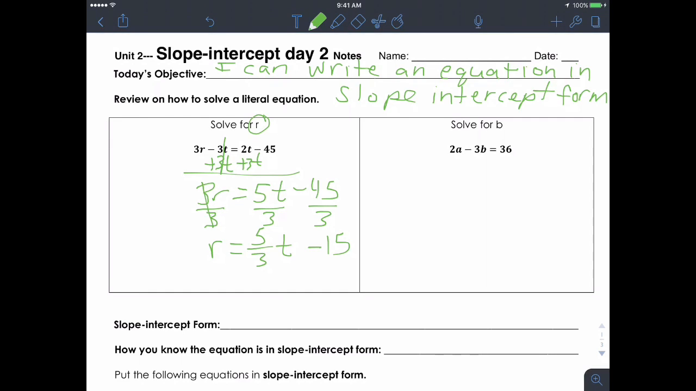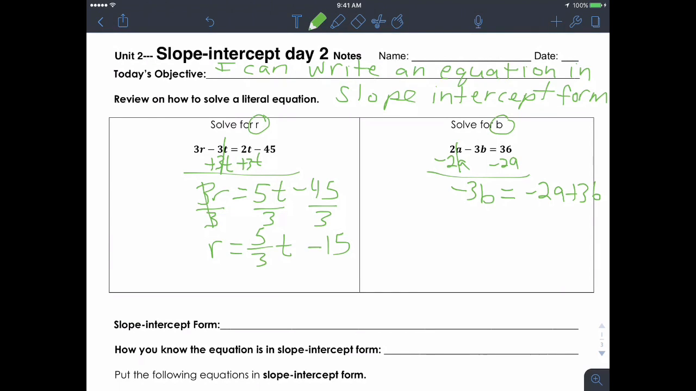Now I want you guys to try the second one on your own. It's asking you to solve for b. Go ahead and do that right now. Alright, to get b by itself, we have to first get rid of the 2a. To do that, we subtract 2a from both sides. That's going to cancel these out. You bring down minus 3b, and it's going to be equal to negative 2a plus 36.